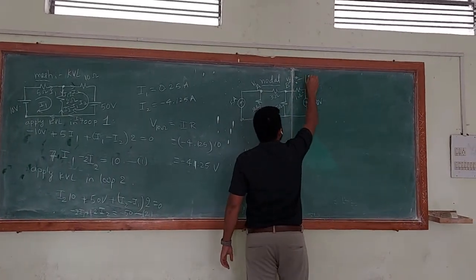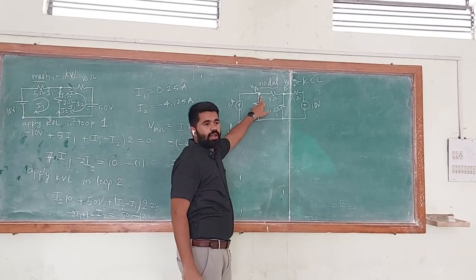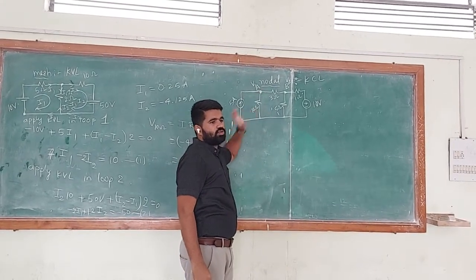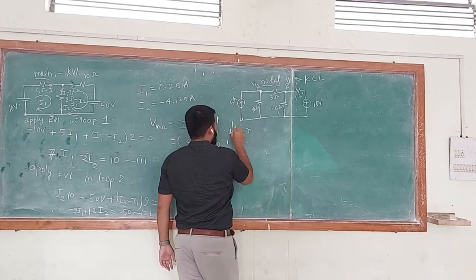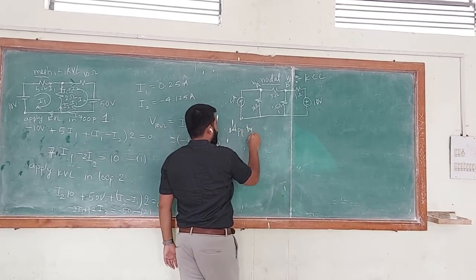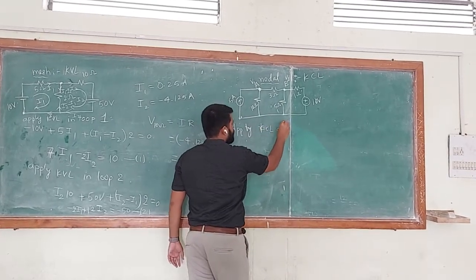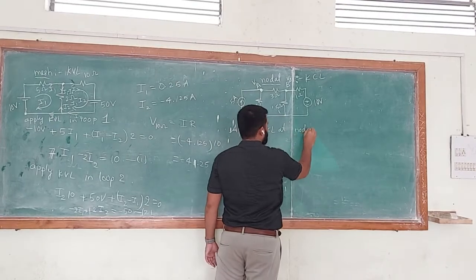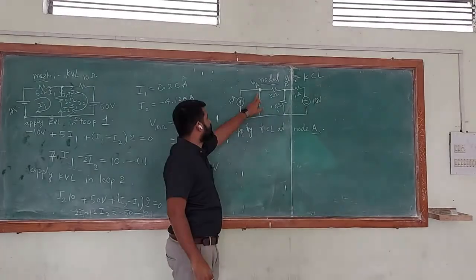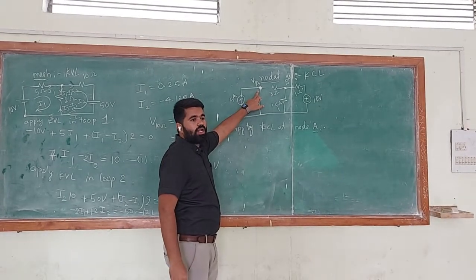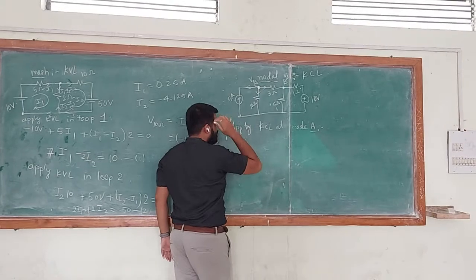Nodal analysis uses KCL. Why? Because at this node we can apply KCL. Entering current is equal to leaving current at the node. Apply KCL at node A. Observe this. I am assuming all currents are leaving. All currents are leaving. I will give one example.